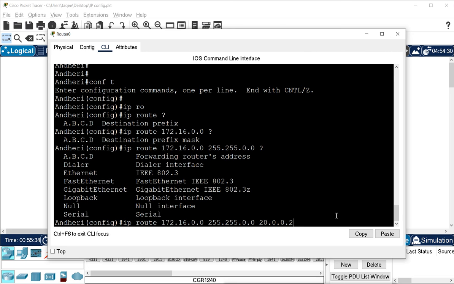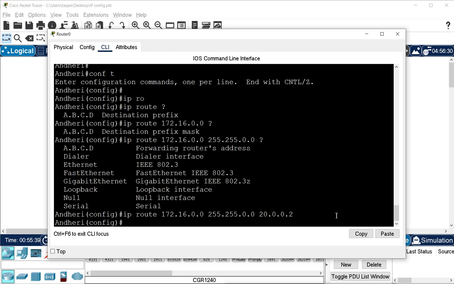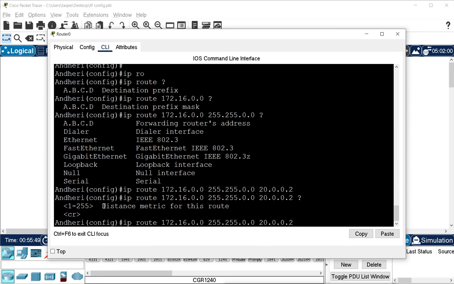Now I will press enter. It is accepting, that means our command is completed. But it is actually not completed. When you give a question mark here, it says you can also mention the destination matrix for the routes. That is, we can mention the AD value, but right now we don't require it, so we don't give it. We have a carriage return written, that means we can press enter here.